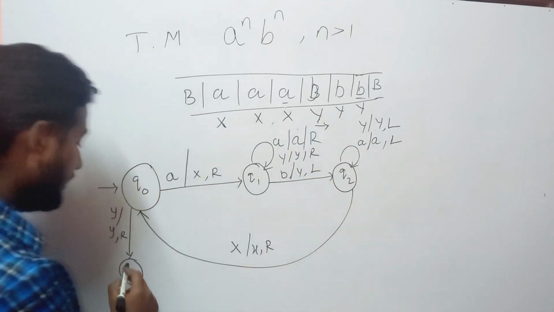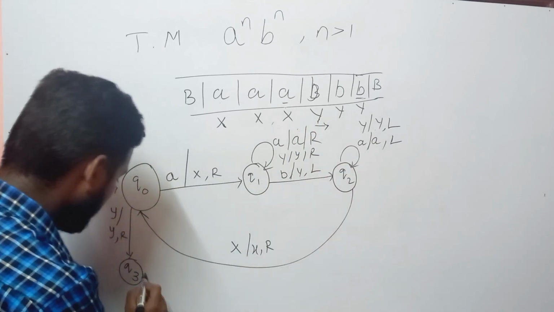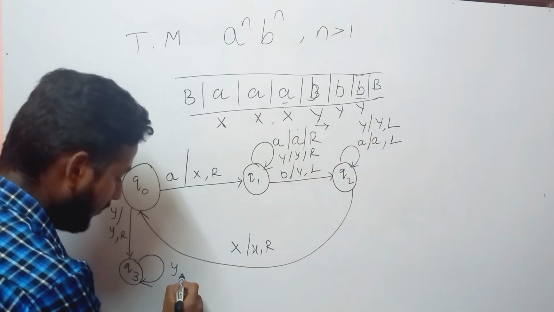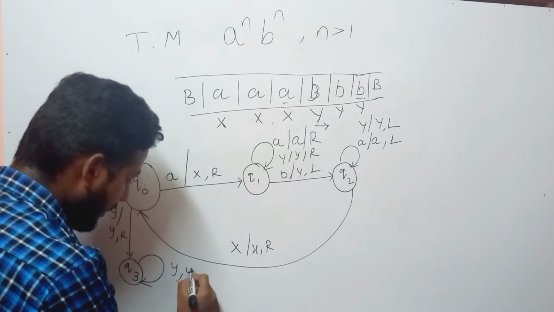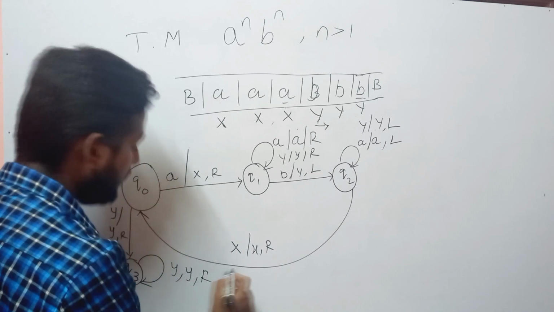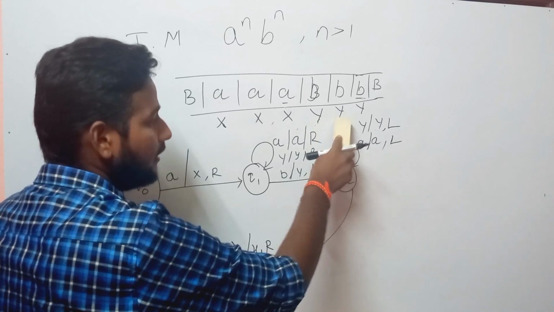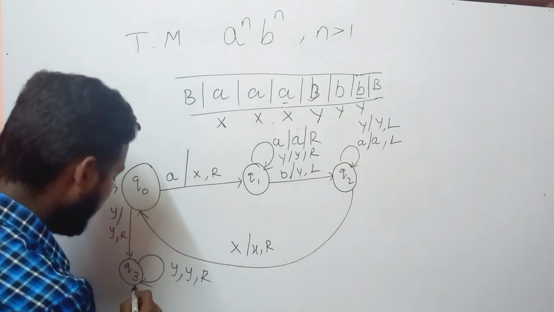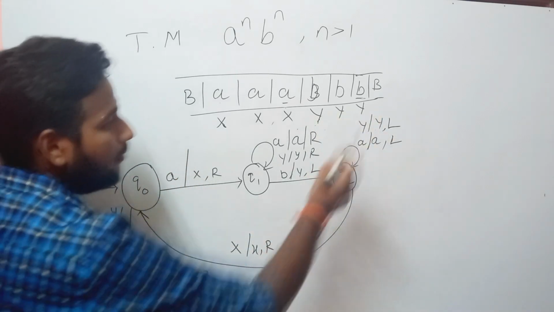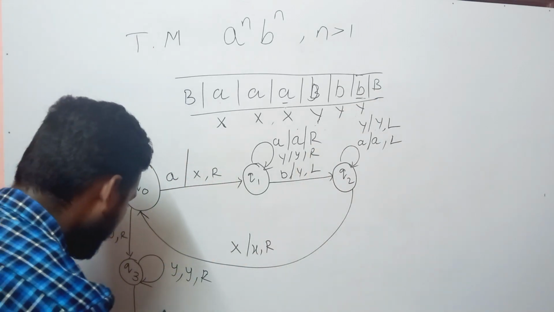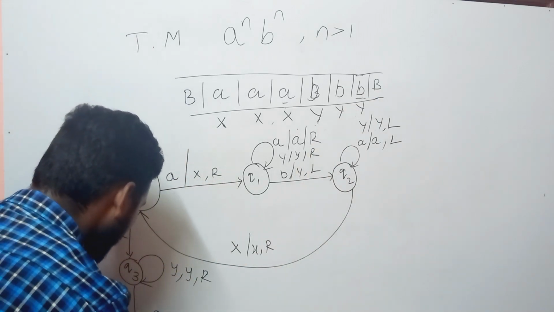Then we can ignore these Y's. We put a self loop where the input symbol Y remains as Y and the direction moves towards the right. Simply we ignore this Y and this Y. Then we reach the blank symbol, and the state changes to Q4.